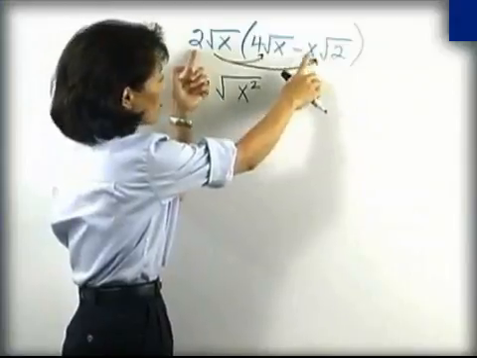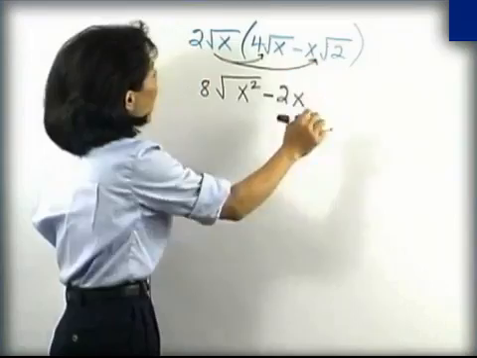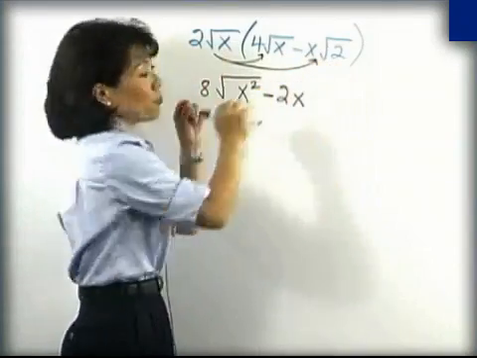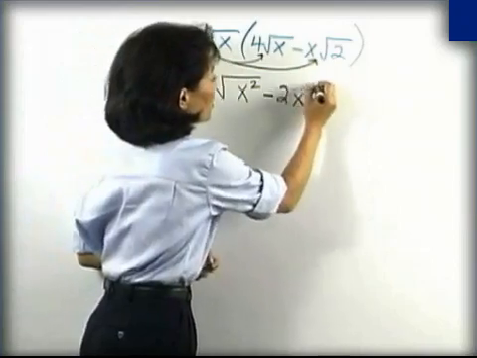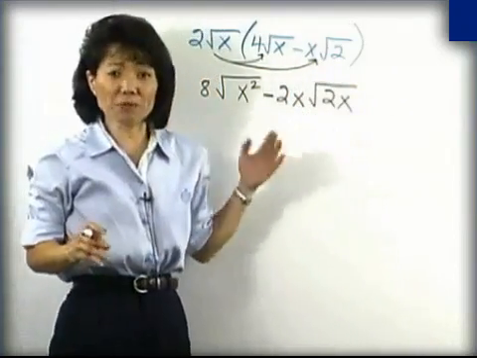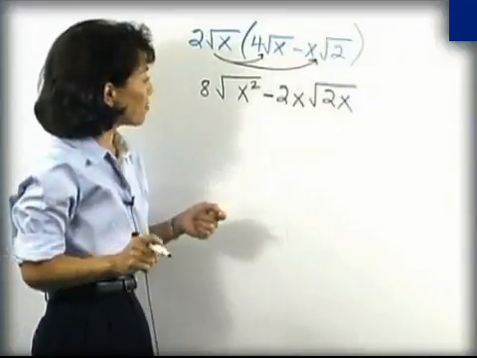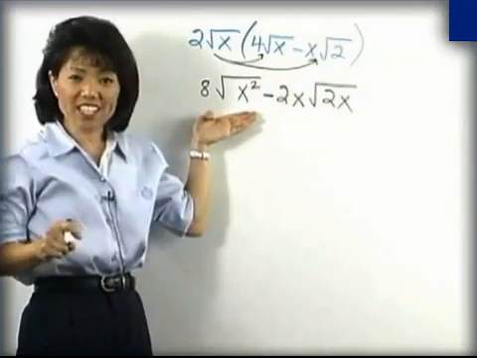2 times negative x is negative 2x. And inside the radical, or the radicands, x times 2 to give us 2x. That may look a little bit strange, but that's the correct answer so far. Now, we have one thing left to do, and that is right here.